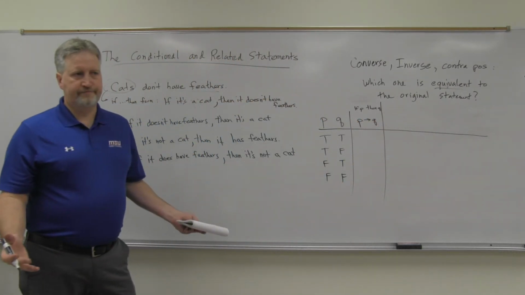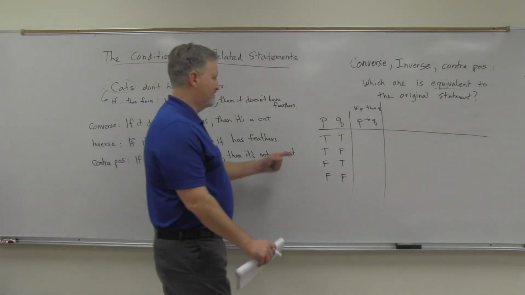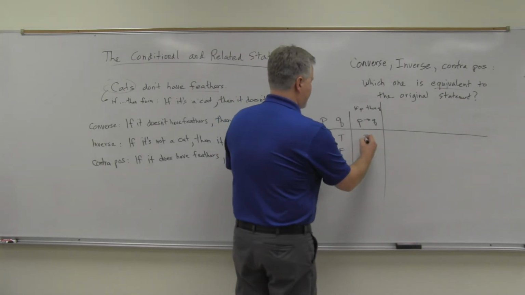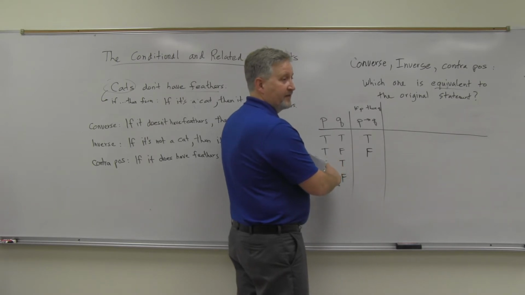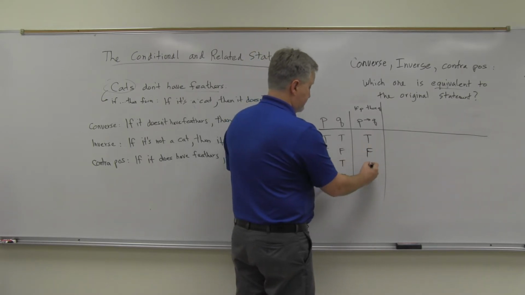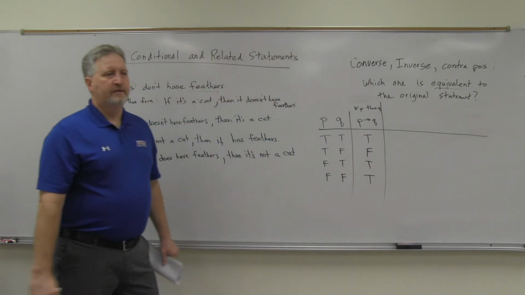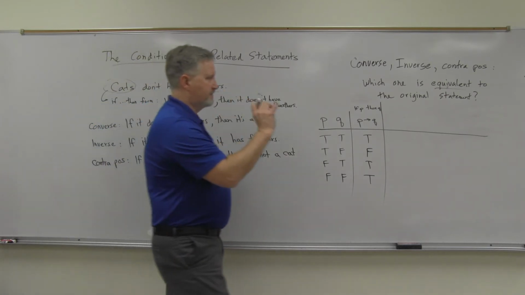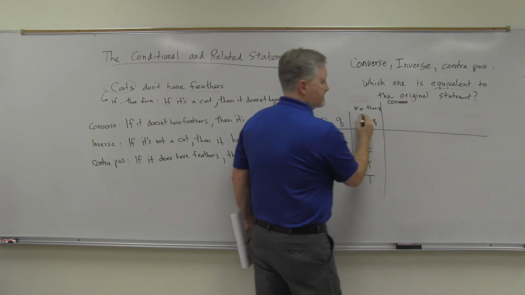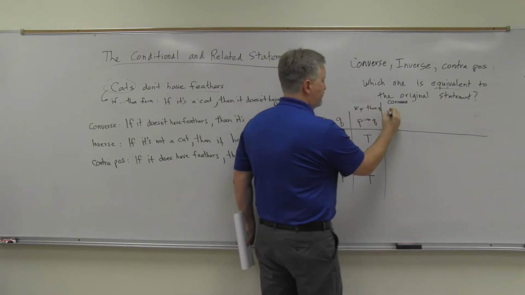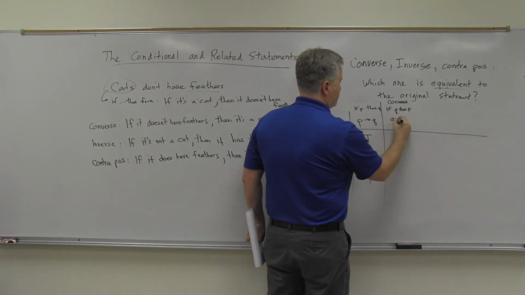Well, we know how that statement works. We may have trouble with it, but true arrow true is true. True arrow false is false. That's the only one that's false, right? F arrow T is true, and F arrow F is true. So we already did that one. So let's examine, first of all, the converse. See if it's equivalent. Well, the converse of this statement would be flip it, right? If Q, then P, or Q arrow P.